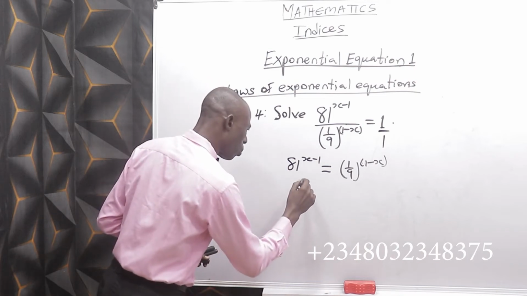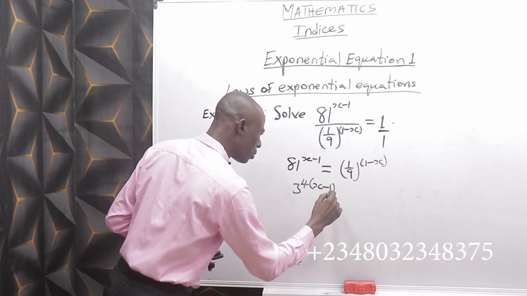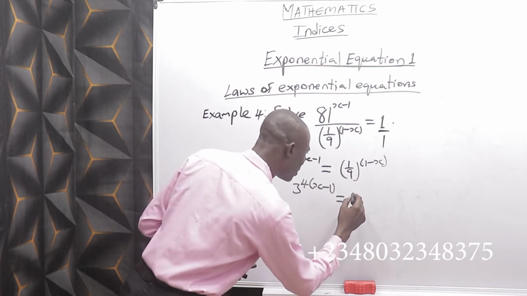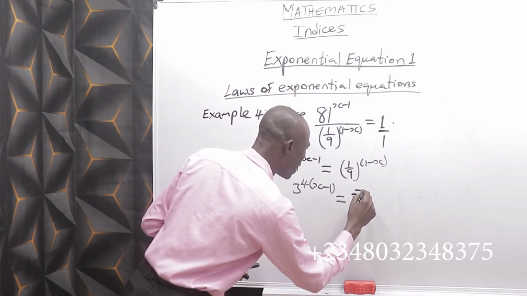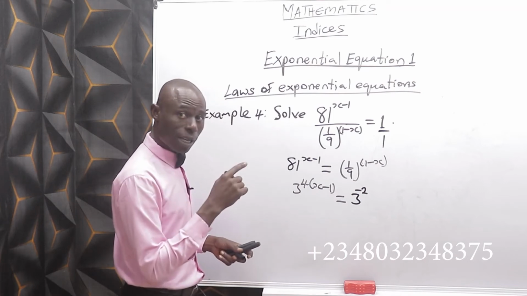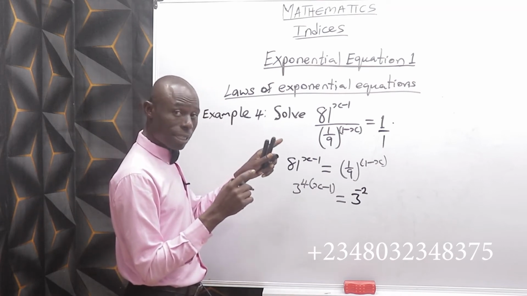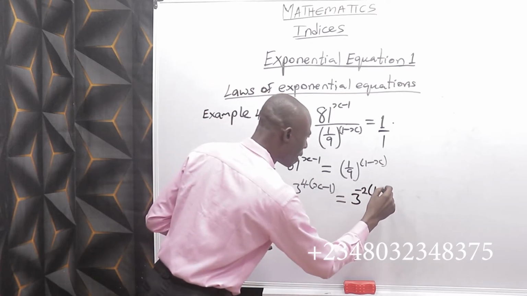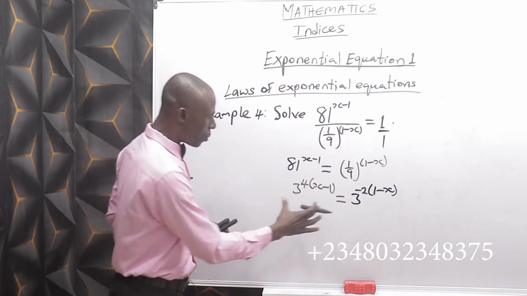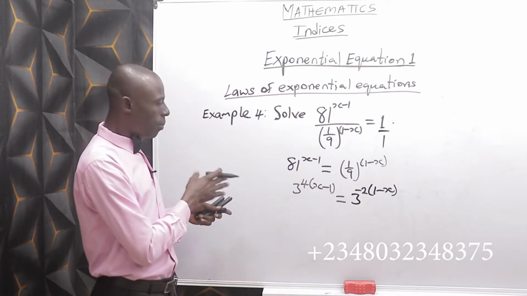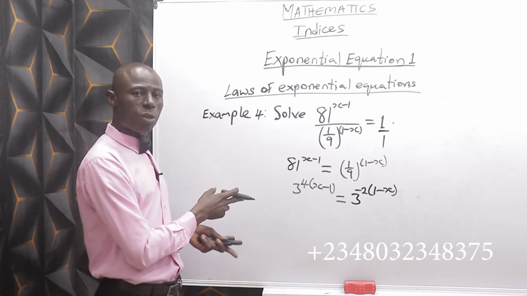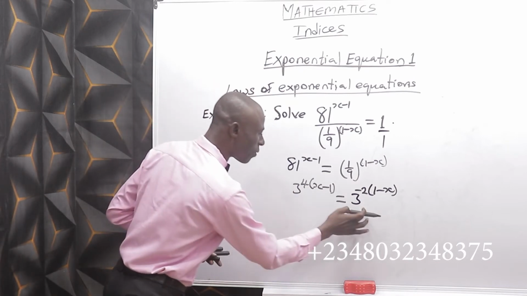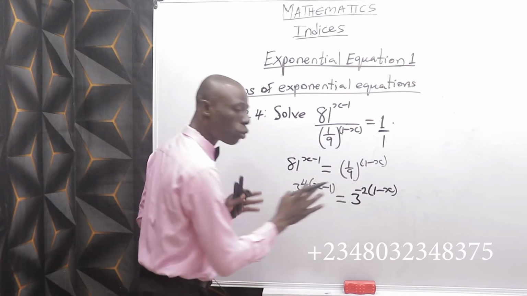So this is 3 raised to power 4 into x minus 1, which is equal to, you rewrite 1 over 9 as 3 raised to power minus 2. Can you recollect? Under the law of negative index. Good. 3 raised to power minus 2 into 1 minus x. Remember this law, probably the first law we started with under laws of exponential equations. We have a common base on different sides of the equation. Definitely the powers are also equal.